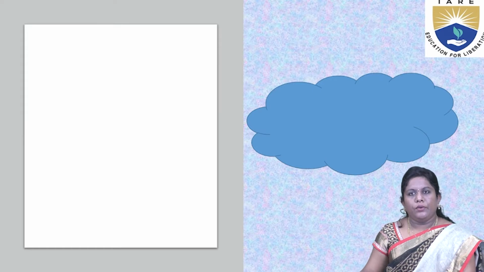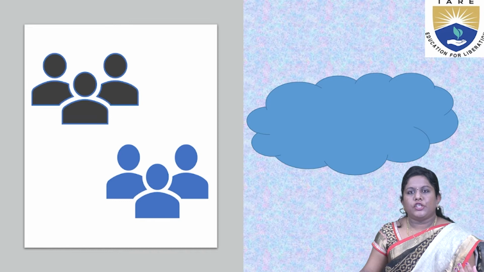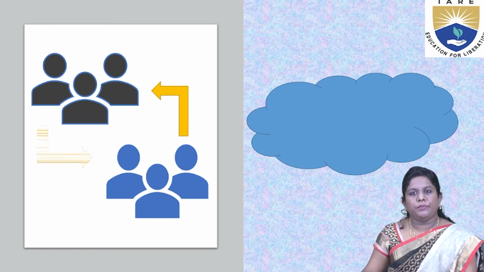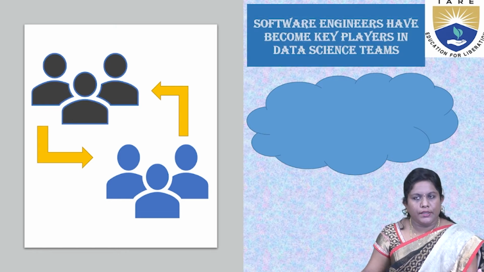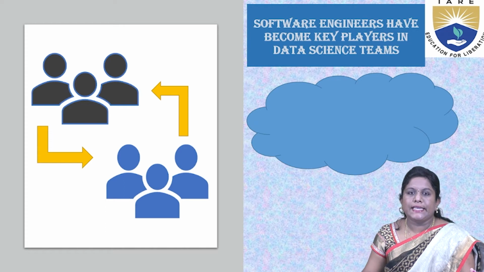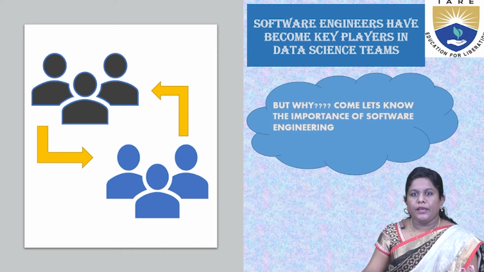Right. Now, here comes the discussion of having a group of data science people and software engineering people. What is the relationship between both of these? So here we say that software engineers have become key players in data science teams. It means how important the role of a software engineer is in a data science team. But why? So let us see the importance of software engineering.